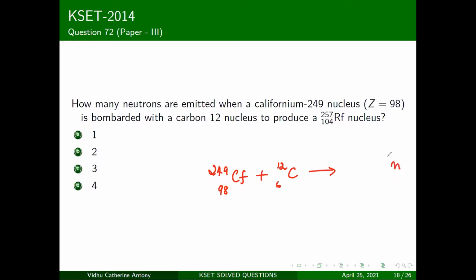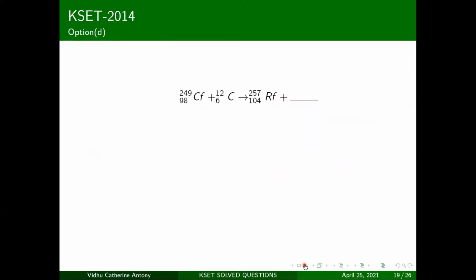Neutrons are written this way. X number of neutrons are produced, and you have 257 with atomic number 104. So this is how the equation goes. It's pretty simple and straightforward, something that's probably done in each standard. Your idea here is to find X, and how do you do that? You have X times 1 plus 257 is equal to 12 plus 249.